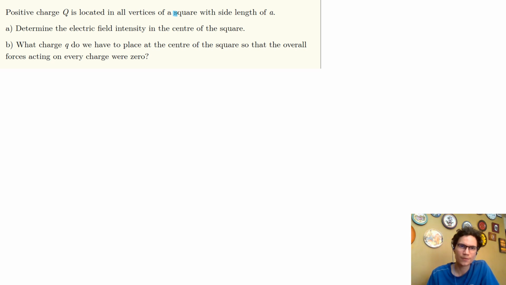We have a square with side length A, and there will be charges Q on each of the vertices of the square. Question A is to determine the electrical field intensity in the center of the square. So let's start with question A.